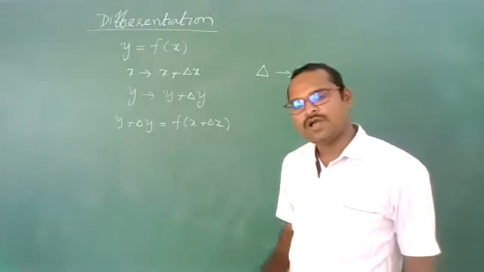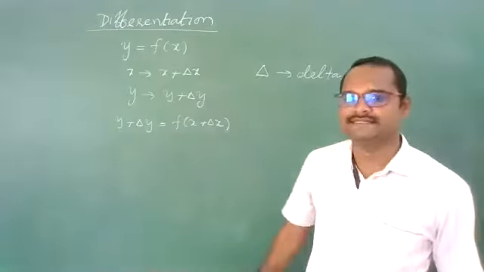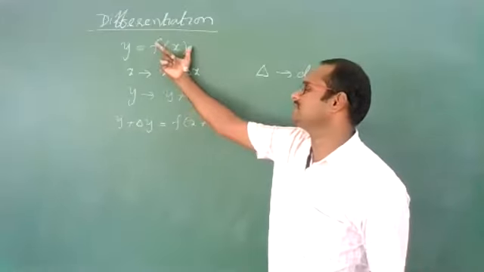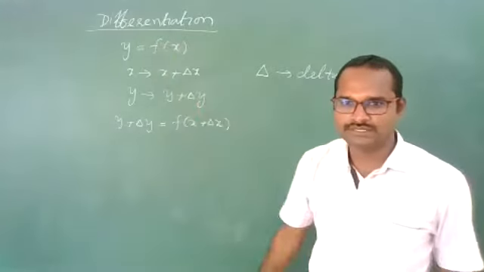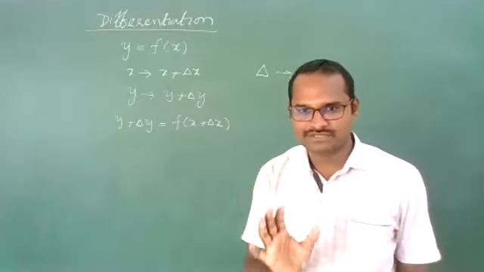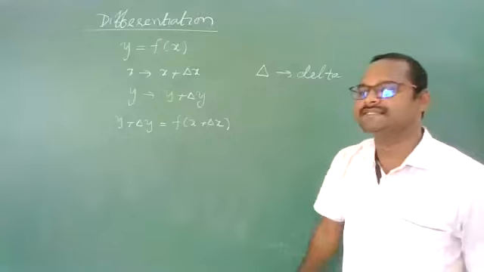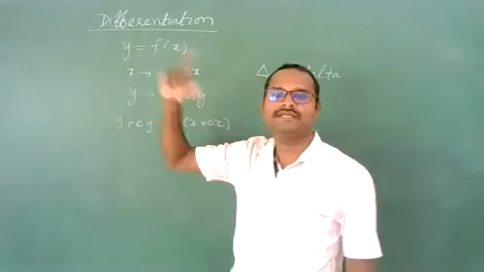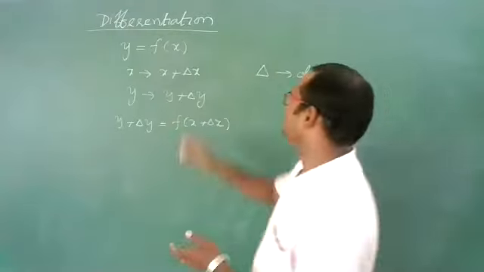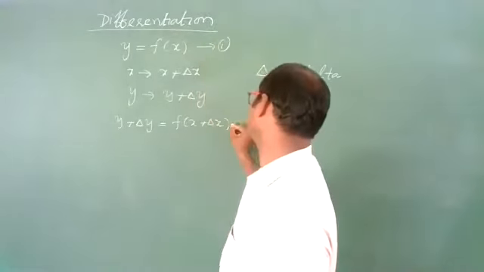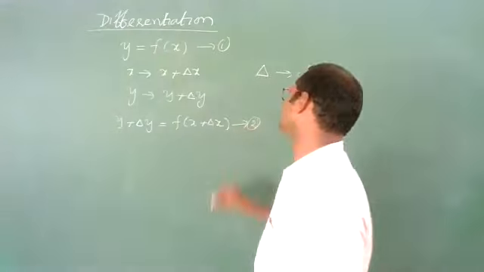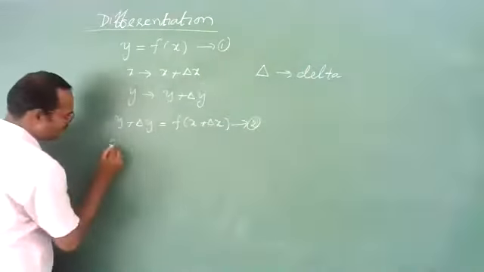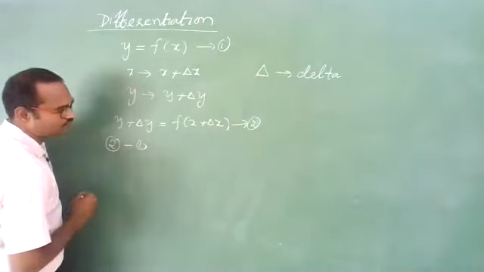Now, how much x value has increased? If you subtract this, you will get increase in value. Clear? Or how much y value has increased? From this final value, if we subtract the initial value, we will get increase in y. Let us take this is equation number 1. This is equation number 2. Let us subtract equation 1 from 2. What you will get?